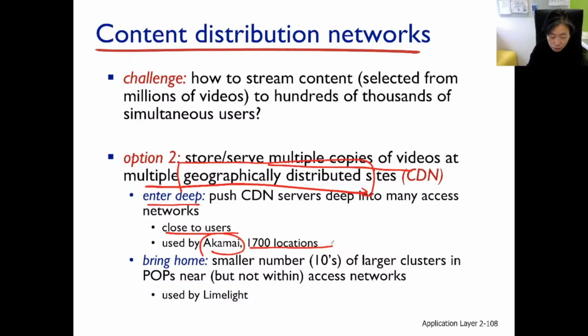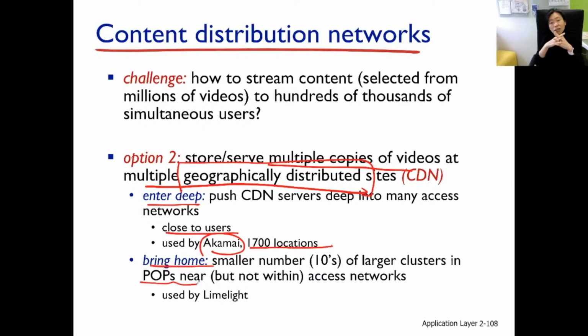Now, the other model is bring home model. So by bring home, these CDN architecture is to say that the physical infrastructure, the servers storing video contents, are actually closer to the service home, where the origin of the video sources are from. Essentially, the company generating the video. So it's actually closer to the home company. Therefore, they are actually higher up in the internet hierarchy, closer to the core instead of to the local access network.